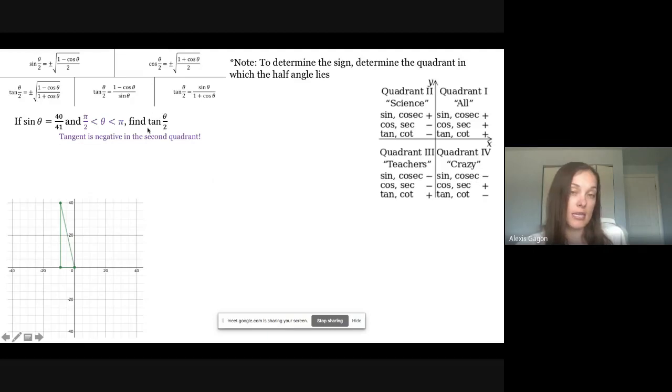Now I care about the tangent because we're finding tangent of theta over 2. I know they gave us sine, but we're finding tangent. So that's why I care about tangent there. And tangent is negative in that second quadrant.